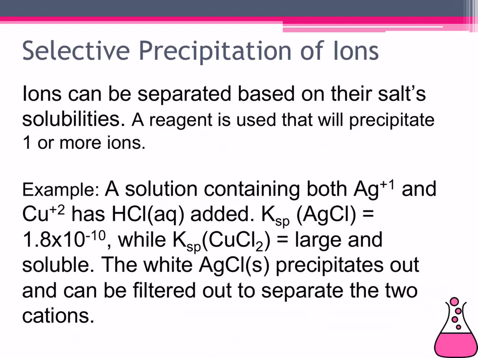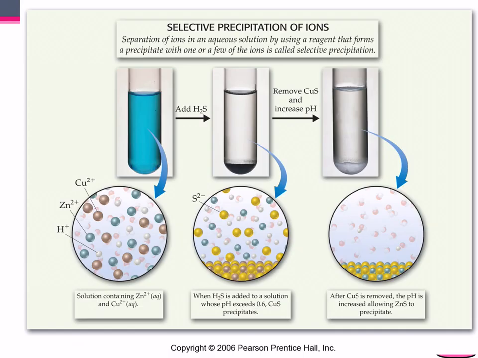So that would be selectively precipitating the Ag based on its solubility when it's in a compound with Cl, as opposed to Cu2+, which has a very high solubility when it's in that compound with Cl.